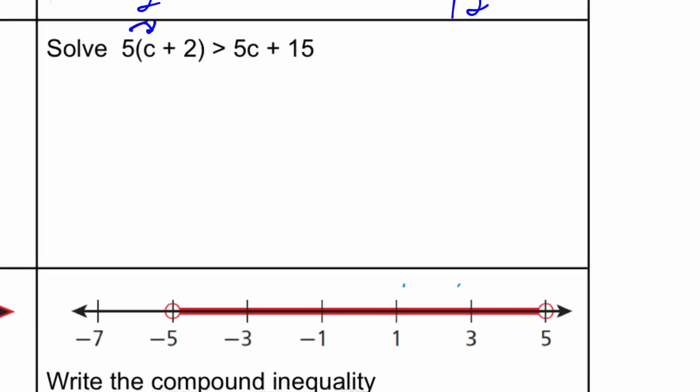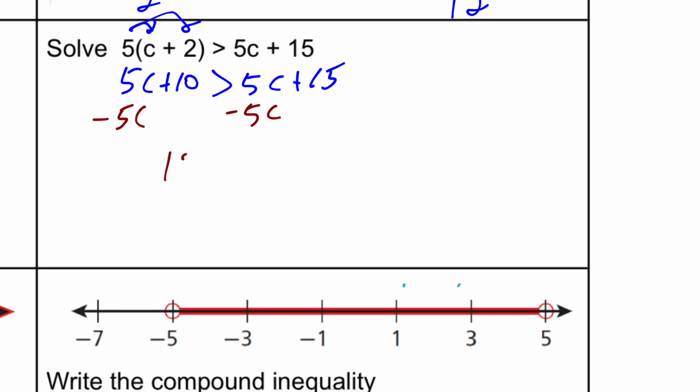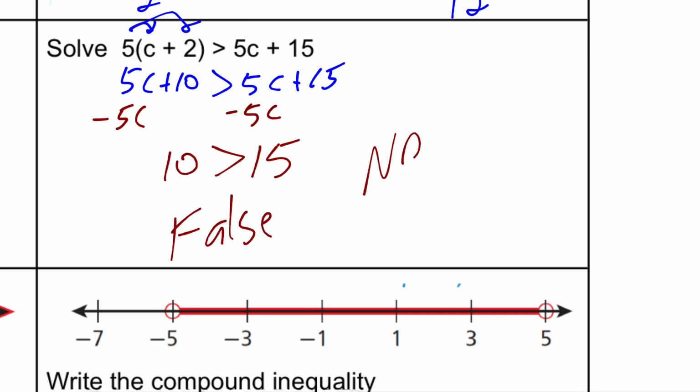First thing I do is distribute. This gives me 5c plus 10 is greater than 5c plus 15. If I subtract 5c, I always recommend canceling out the letters first. Is 10 greater than 15? No, this is a false statement, so I'm going to write no solution.